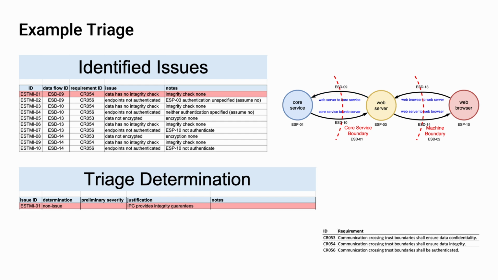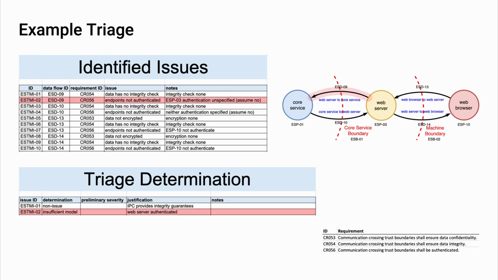The requirement we're violating is that we don't have data integrity. And in fact, there is no integrity check stated in the model metadata. This is a non-issue, however, because the IPC protocol used provides integrity guarantees. And so that takes this issue out of consideration. The second issue is on the same data flow. What we're saying here is that we have unauthenticated endpoints, specifically the web server. We know that the web server is authenticated because it's the trusted part of the element. As you can see in the notes, for ESP03, which is the web server, authentication is unspecified and assumed no.